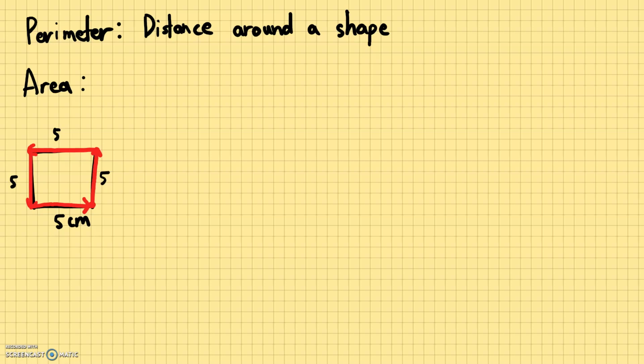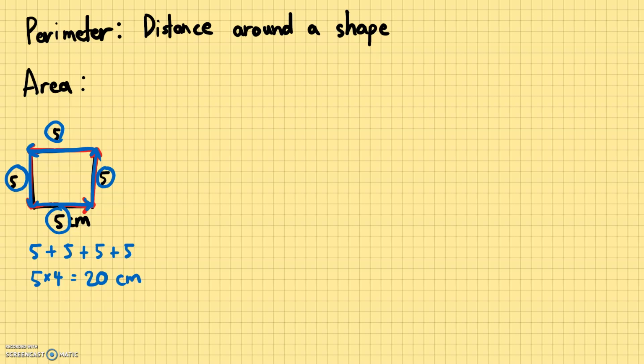I went 5 this way. I went 5 this way. I went 5 this way. And then I went 5 this way. So basically I'm adding 5 four times, or that's the same thing as saying 5 times 4, which is 20 centimeters. So that's the perimeter of a square.